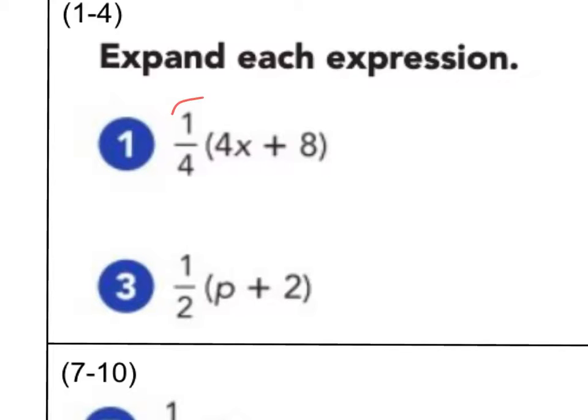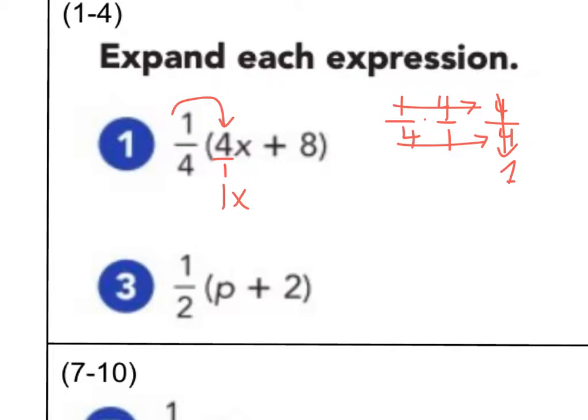Okay, so 1/4 times 4, you make that a 4 over 1. So that's 1/4 times 4 over 1. Multiply across. That's 4 over 4. If you divide that, that equals 1. So this is going to be 1x plus 1/4 times 8. 1/4 times 8 over 1.